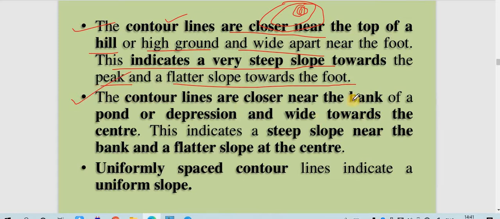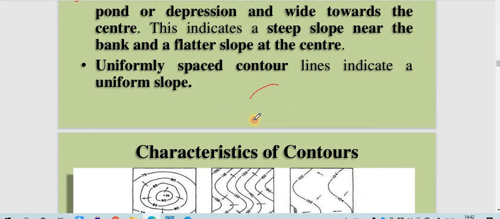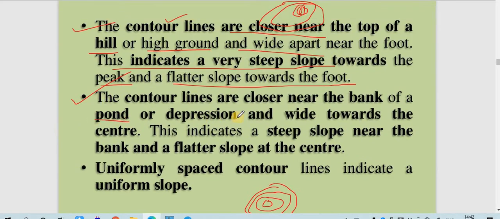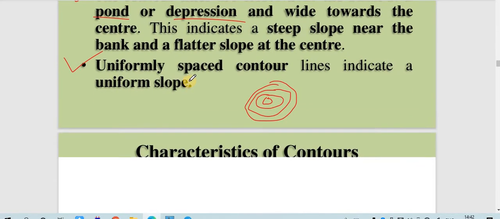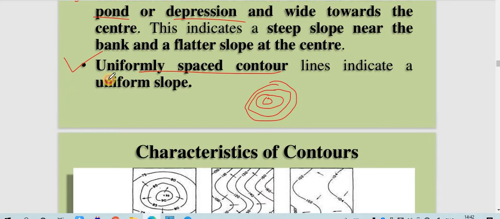Next point, the contour lines are closer near the bank of a pond or depression. If it is like this, closer outside and less close from the inside, then it is indicating a bank or a pond or a depression. So when the lines are very near on the inside, then it is called a hill. When the lines are closer outside, then it is indicating a pond. Uniformly spaced contour lines indicate a uniform slope. So if it has uniform spacing, then it is indicating a uniform slope.